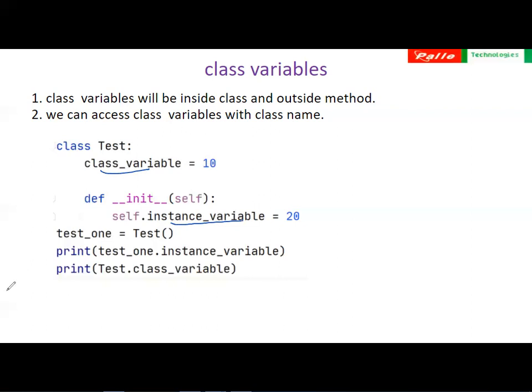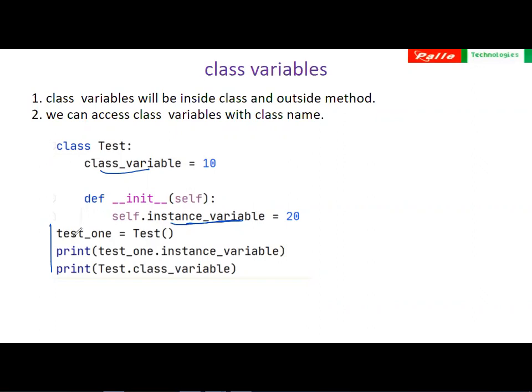It is clear, right? Now, if you want to access an instance variable, tell me, if I want to access this instance variable outside the class, how can I access it? Using an object, right? Without creating an object, is it possible to access it? It is not possible, correct or not?